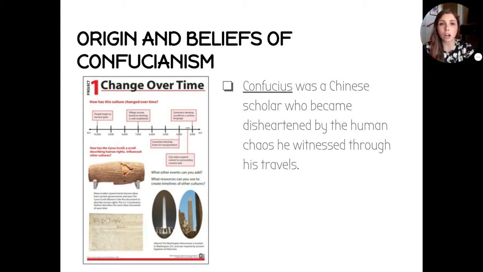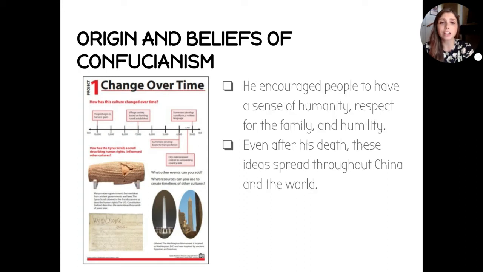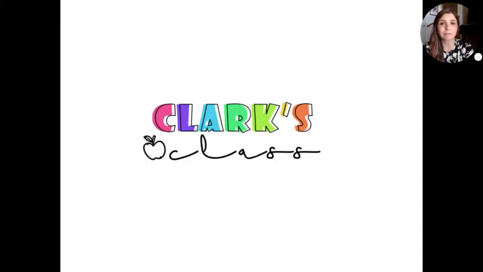Confucius was a Chinese scholar who became disheartened, or upset, by the human chaos he witnessed throughout his travels. He was upset with the way humans were living. He encouraged people to have a sense of humanity, respect for family, and humility. Even after his death, these ideas spread throughout China and the world, and they are still relevant to many people today. So that's it on our lesson right now on Confucius.